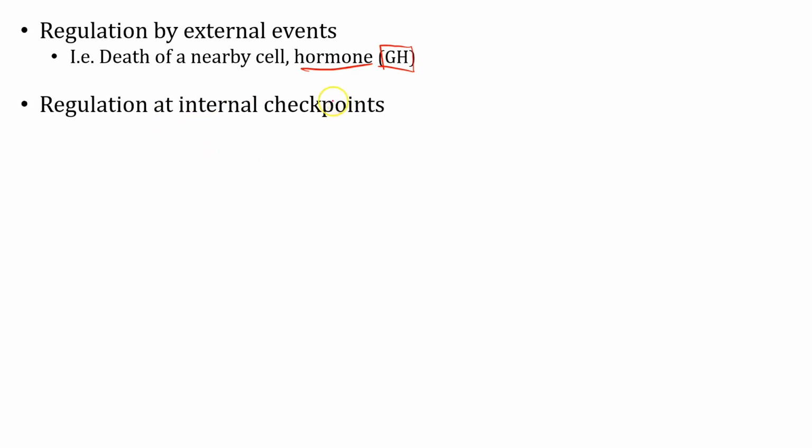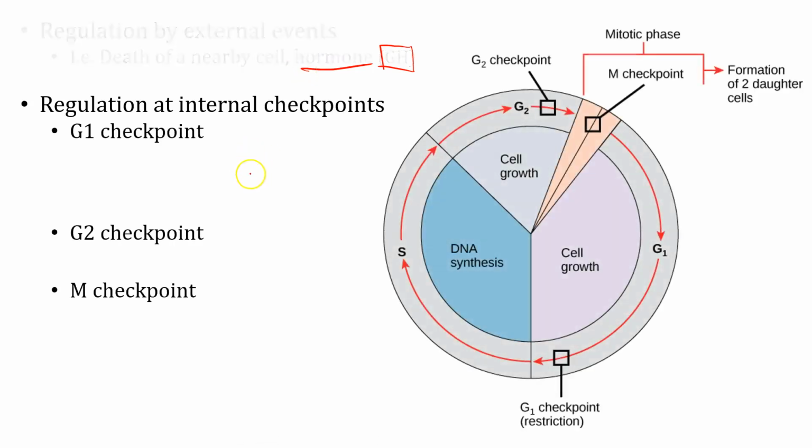But the cell has its own internal controls called checkpoints. There are basically 3 checkpoints in the cell cycle. One happens right after the G1 phase, one happens after the G2 phase, and one happens at the M phase. At each of these checkpoints, there's a series of criteria that need to be met in order for the cell cycle to progress. If those criteria are not met, then the cell cycle will stop, and the cell may undergo a process known as apoptosis, which is the programmed death of the cell.